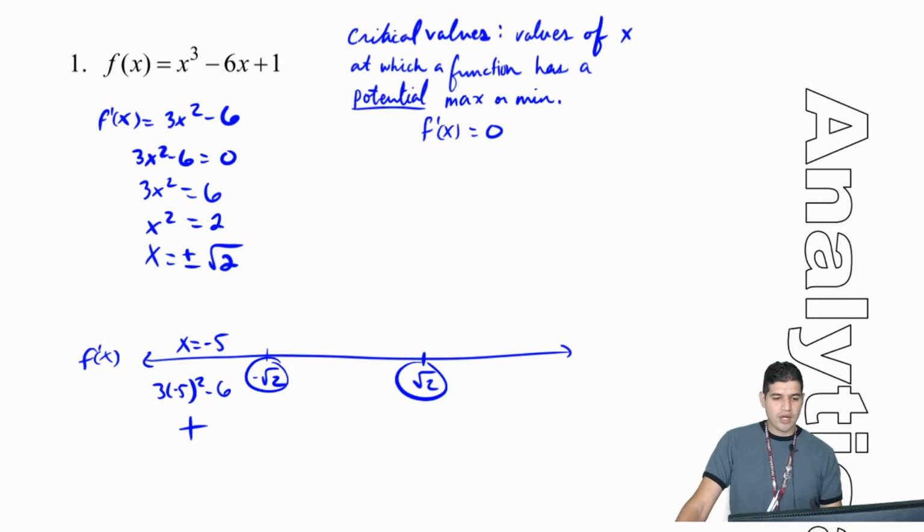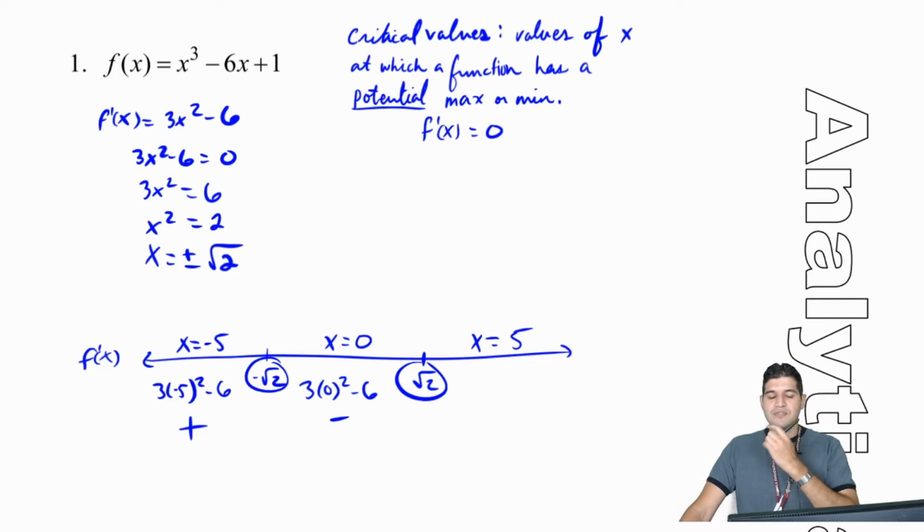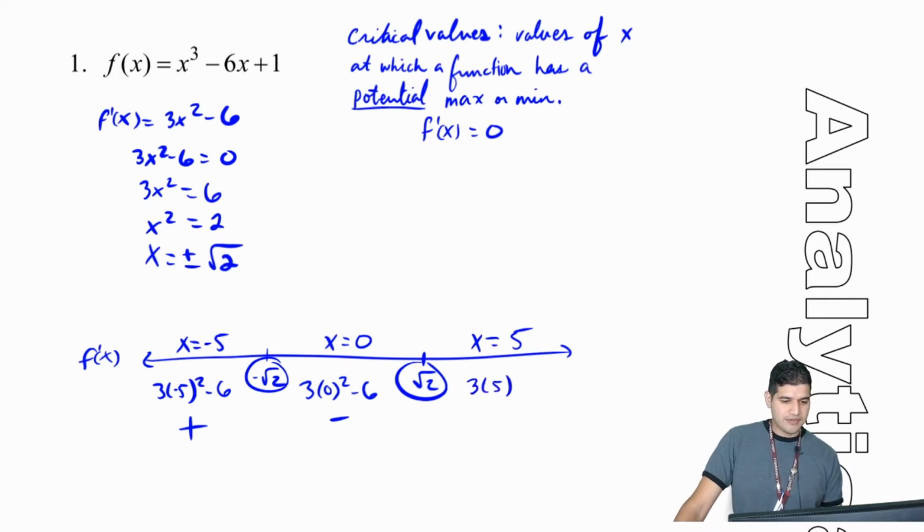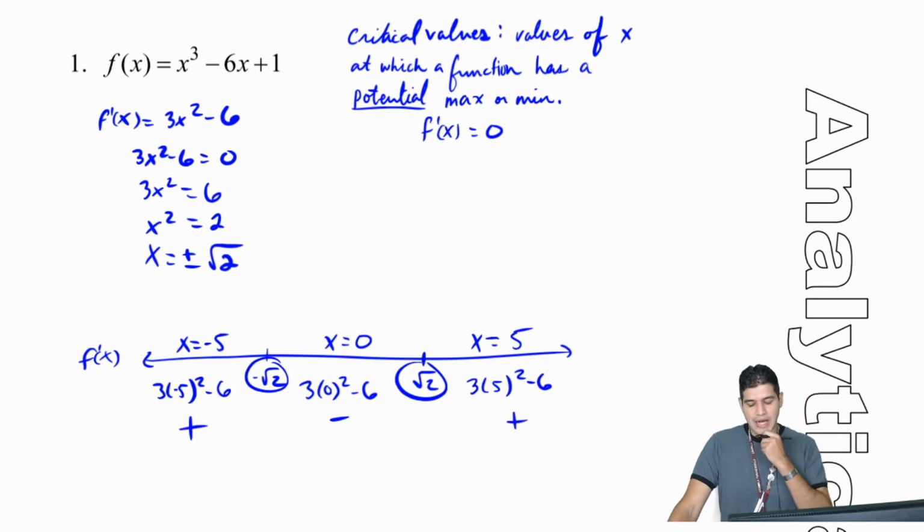Now, in the middle part, let's pick a number. I'm going to use x equal to 0 here. So same thing, 3 times 0 squared minus 6. So I'm going to get 0 minus 6, and I'm going to get a negative value in that case. And then lastly, I'm going to pick a number greater than square root of 2. So I'm going to use x equals 5, since I used negative 5 over there. I'm going to substitute that in. So 3 times 5 squared minus 6, and I'm going to get another positive value out of that one.